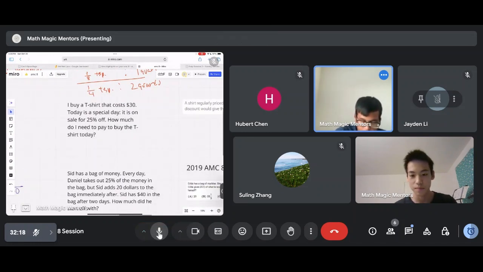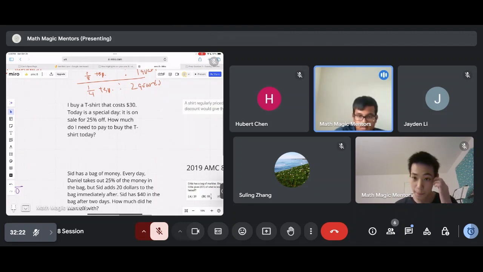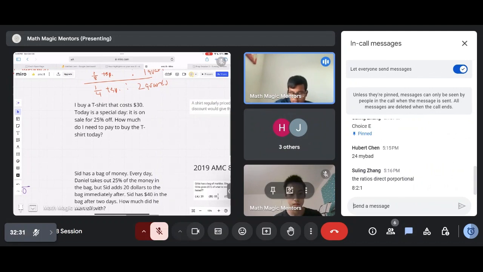All right. So this is the first problem that we have. It's an extension example relating to percents. The problem says that I buy a T-shirt that costs $30, but today is a special day. It is on sale for 25% off. So it asks me how much do I need to pay to buy the T-shirt.